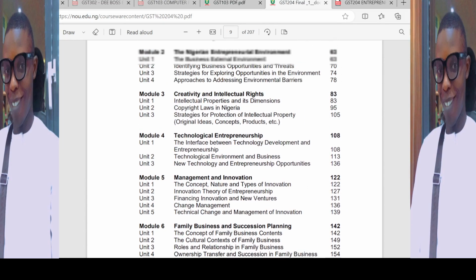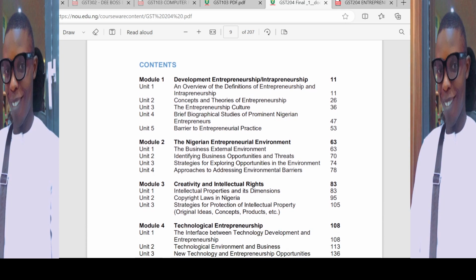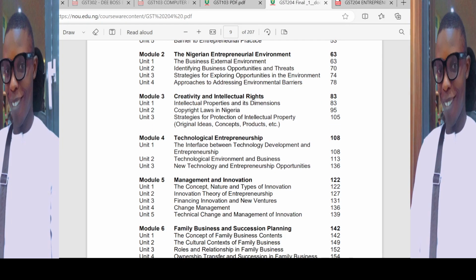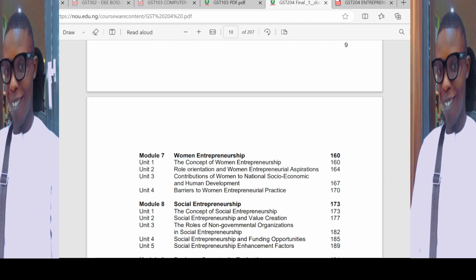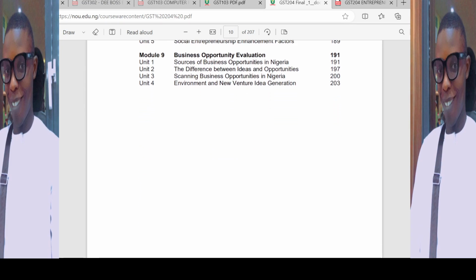Now each of those modules, some have 3 topics, some have 4, some have 5. So you can see the first module has 5 topics. There are 5 units underneath it. The second has 4, making 9 topics. The third one has 3, that's 12 topics. The fourth one has 3, that's 15 topics. The fifth one has 5, that is 20 topics. The sixth one has 4, that's 29 topics. The seventh one has 4, that is 33 topics. The eighth one has 5, that is 38 topics. The ninth one has 4, which is 42. So you have 42 topics, 42 whooping topics in this particular course material.